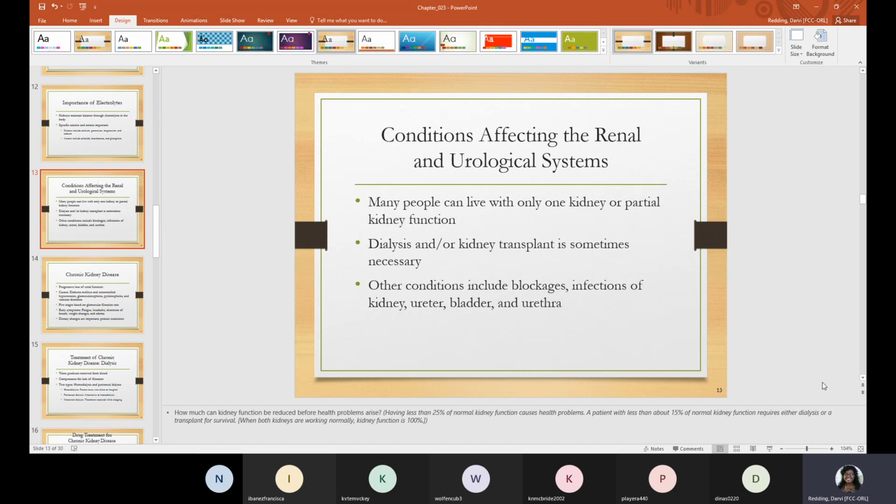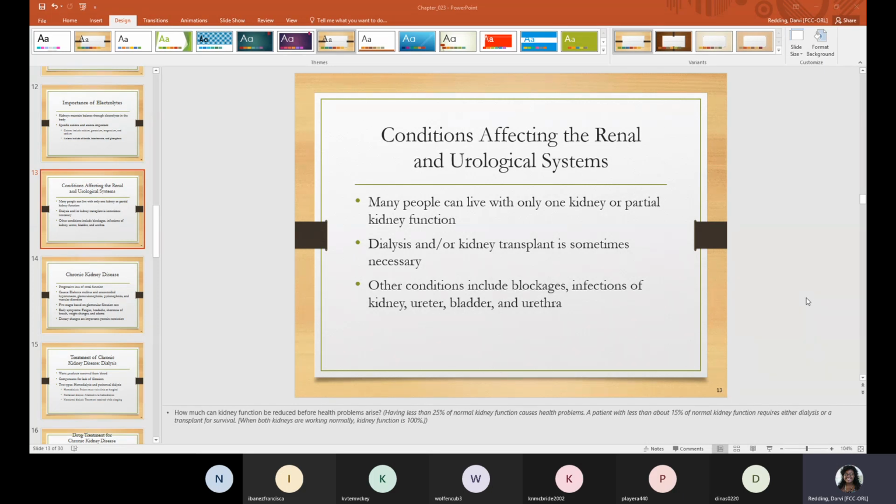Now, there is a question of how much the kidneys' function can be reduced before health problems could arise. Well, having less than 25% of normal kidney function can cause health problems. A patient with less than about 15% of normal kidney function requires either dialysis or a transplant for survival. And when both kidneys are working normally, the kidneys are functioning at 100%.